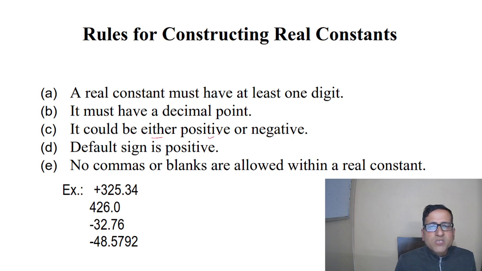It could be either positive or negative. Like an integer, it can be minus 0.3 or plus 0.3. Meaning we can have positive real constants and we can have negative real constants. The sign is negative for negative numbers and positive for positive numbers. And as we discussed in the case of integers, the default sign is positive. Meaning if we write 0.3, then it means positive 0.3.